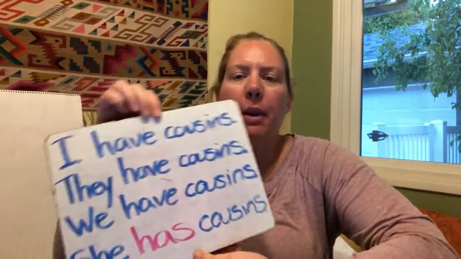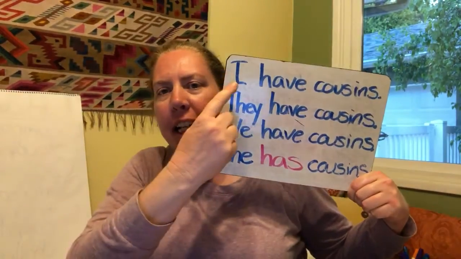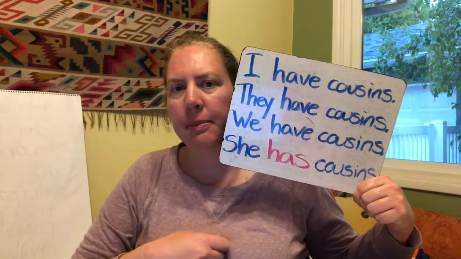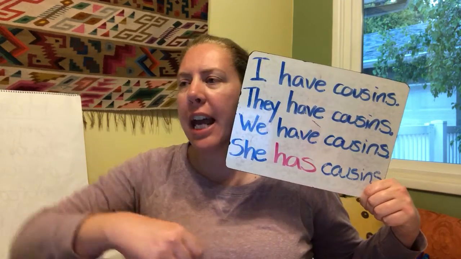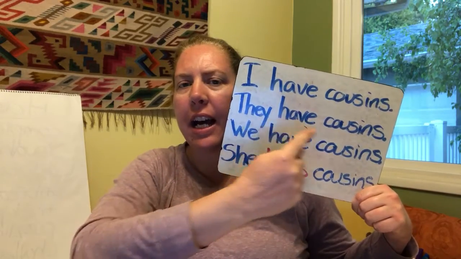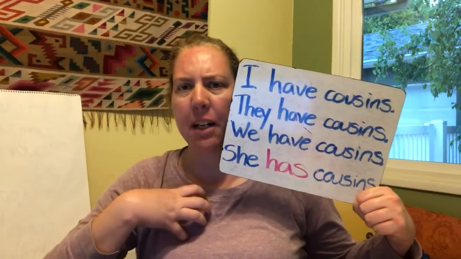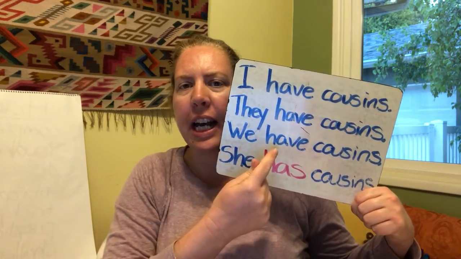The first verbs that we're going to look at are the verbs have, has, and had. So that's an action, to have something, but it doesn't follow the rules. So let's look at it. If I'm talking about right now, I say, I have cousins. And if I'm talking about they, like those two people over there, oh, they have cousins. And if I'm talking about a whole bunch of us, like you guys and me, I could say, we have cousins.